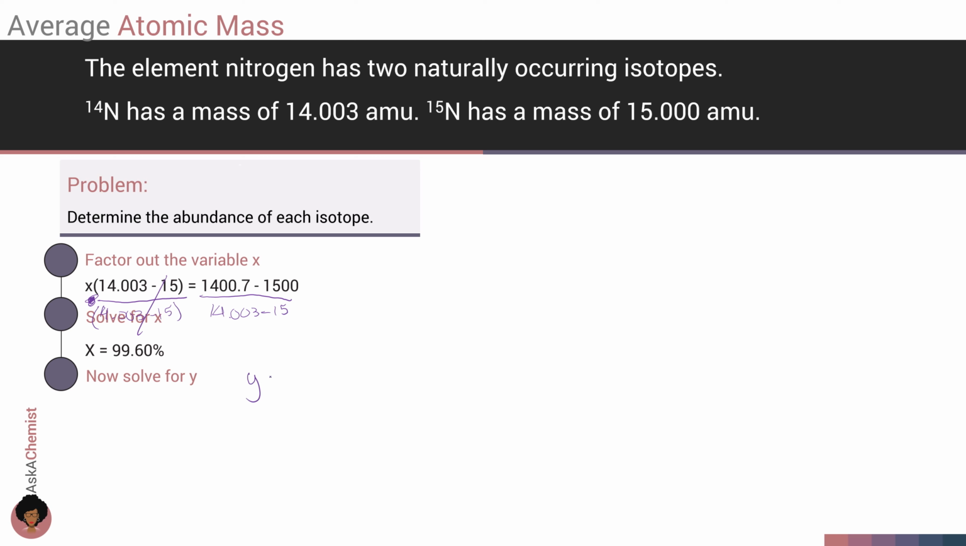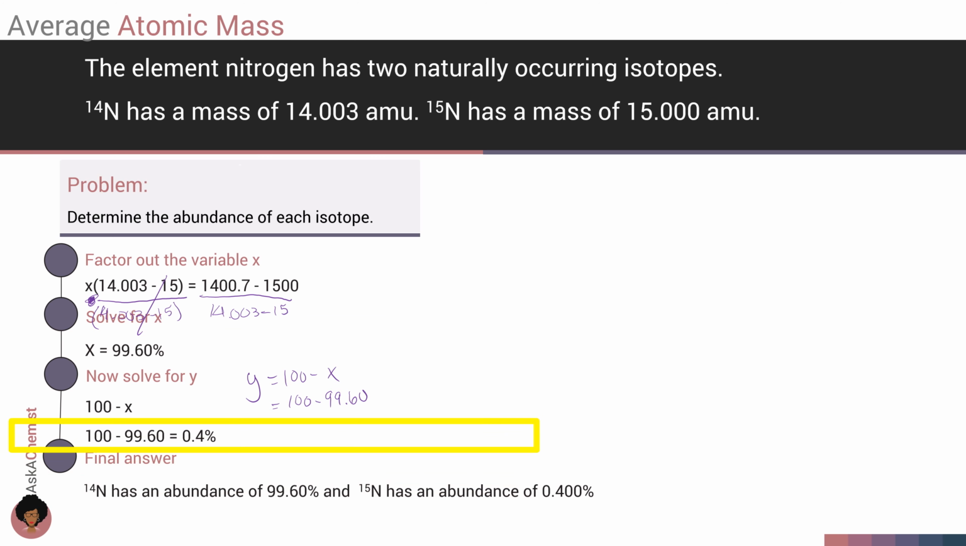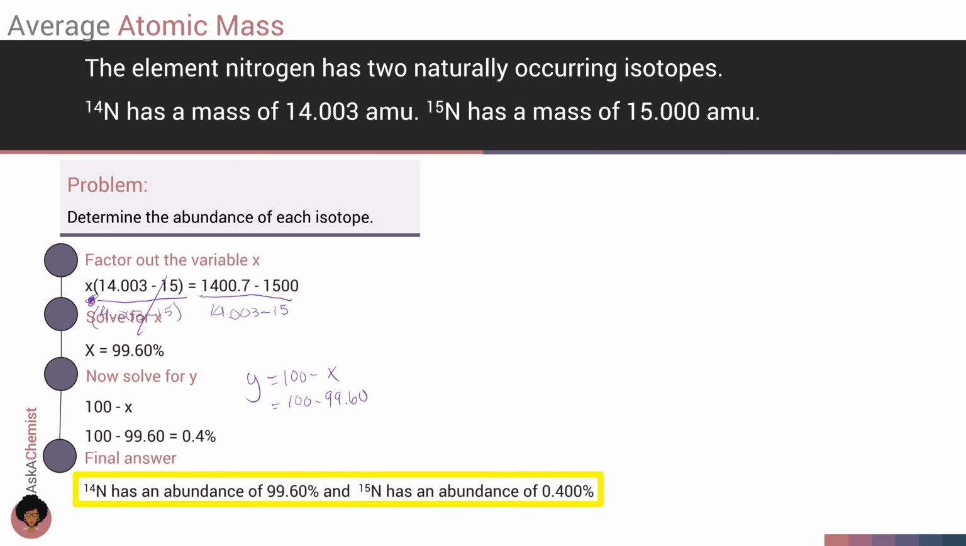So if x is equal to 99.60%, we can now solve for y. Remember that y is equal to 100 minus x. So that means that y is equal to 100 minus 99.60. You should get a final answer for y of 0.4%. And so our final answer is N14 has an abundance of 99.60%, and N15 has an abundance of 0.4%. If you wanted to double check to make sure that you actually did this correctly, you would add 99.60 to 0.4%, and you should get a value of 100%.